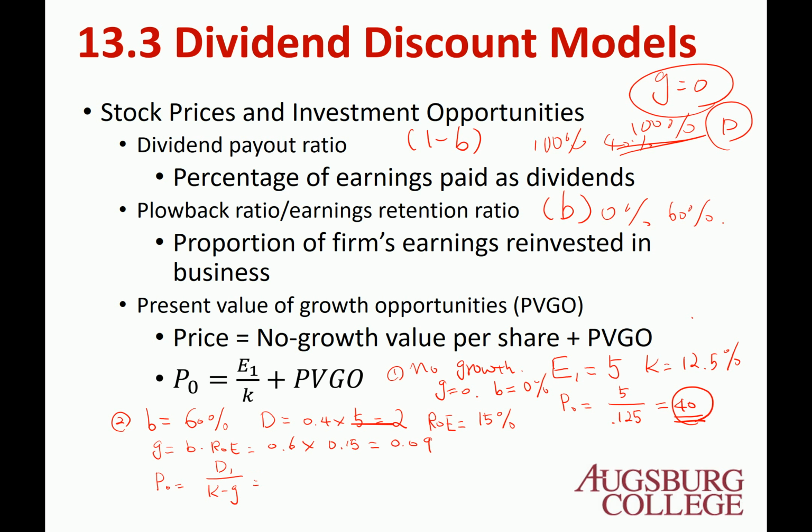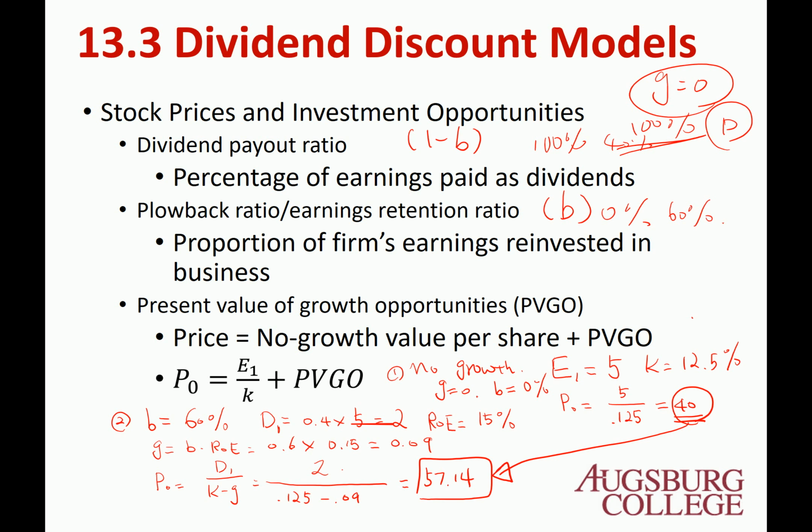So dividend 1 is the D0, which is the $2 plus 1 plus 9%, right? Divided by, oh, actually, I'm sorry, this is E1, right? So D1 is in fact just $2. This is the D1 because the E1 is the $5. So 2 divided by 12.5% is K and 9% is the growth rate. And you're going to get $57.14.